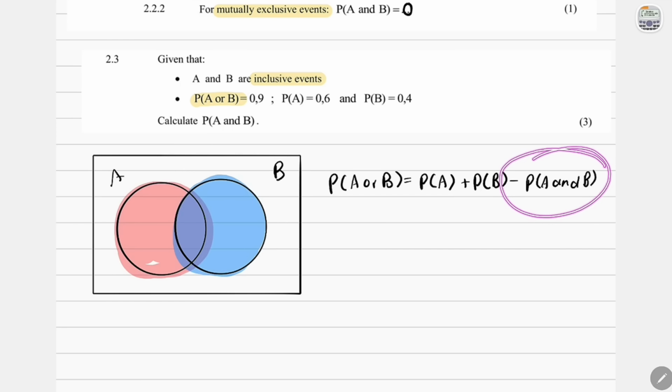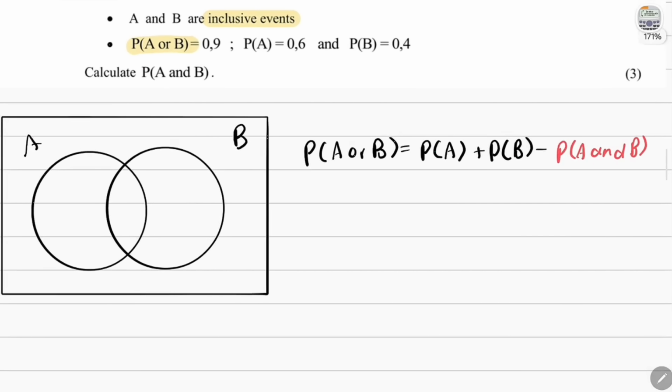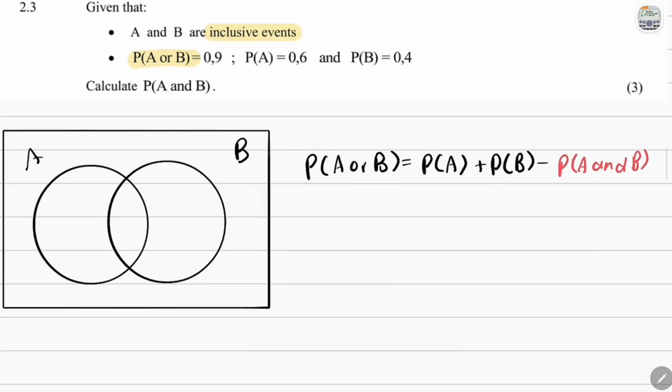And this is the reason we say minus the probability of A and B, so that we can remove that intersection that was added twice. So with this equation, you see how we have the probability of A and B? We need to find this. So we're going to make this the subject and then substitute everything else we have.